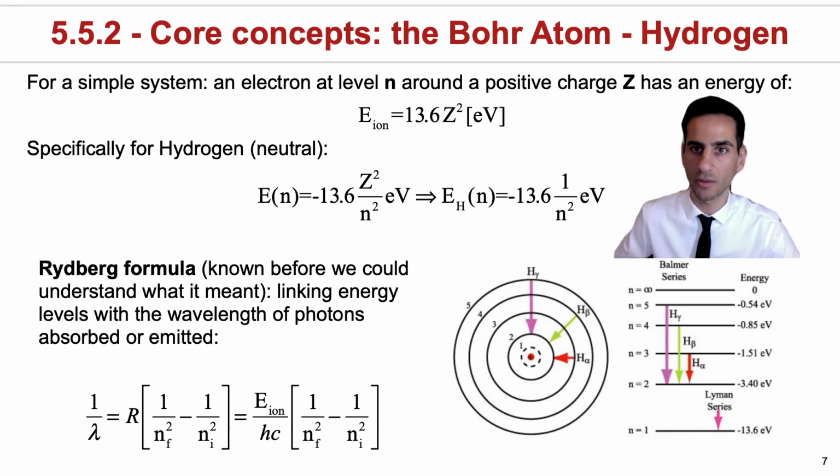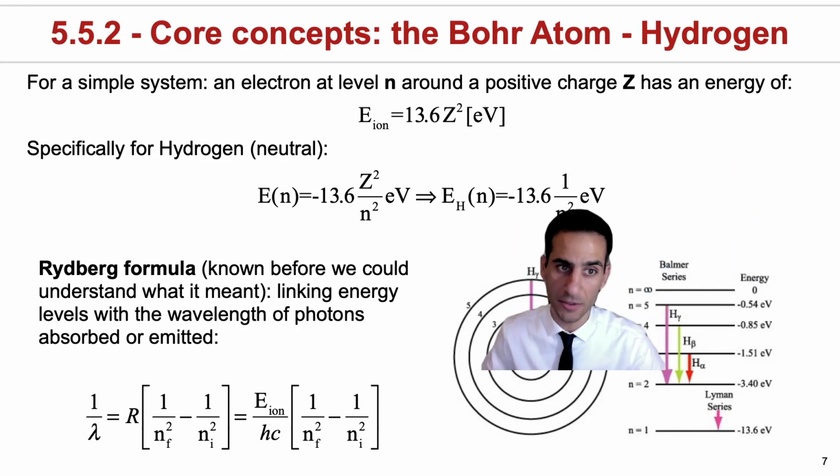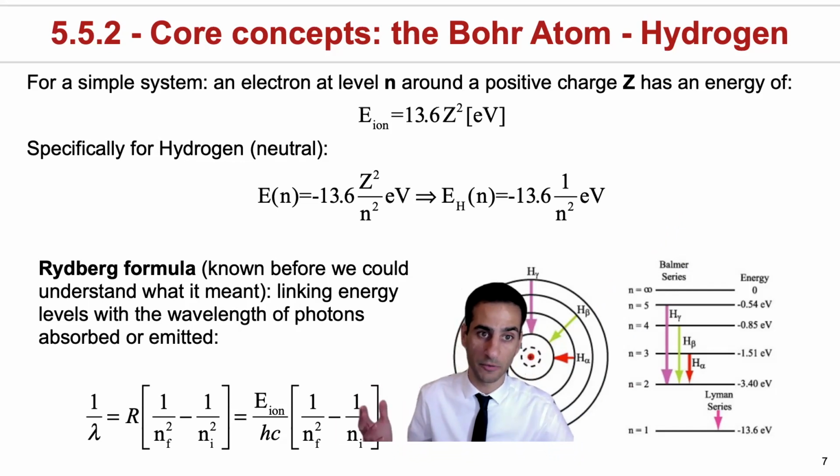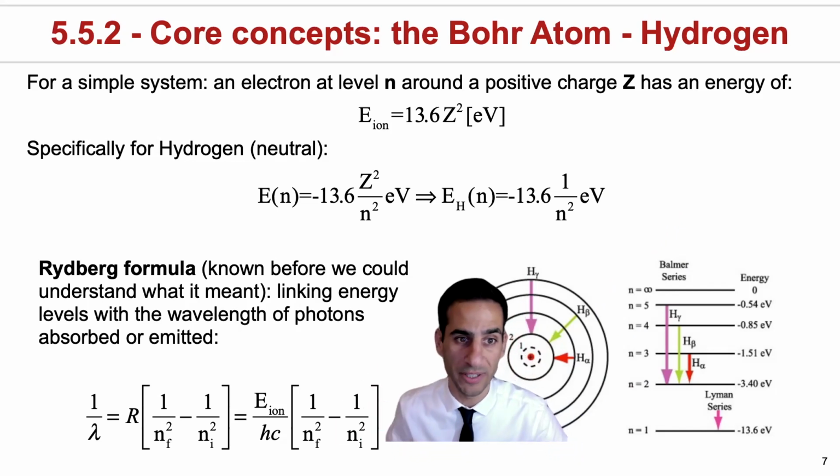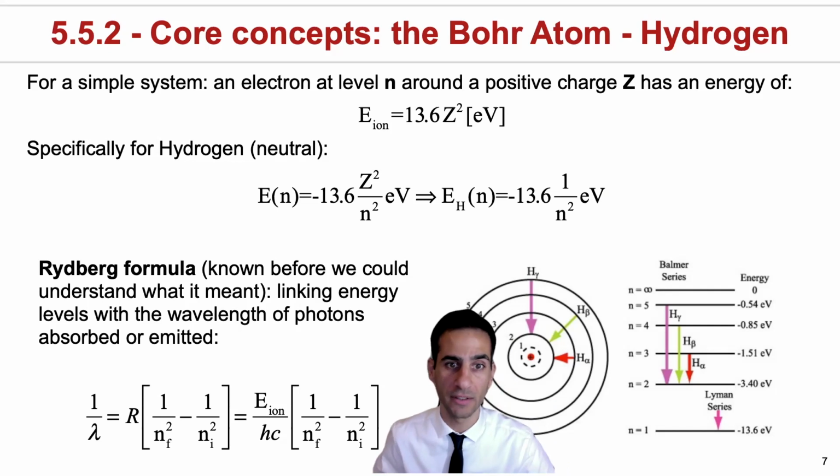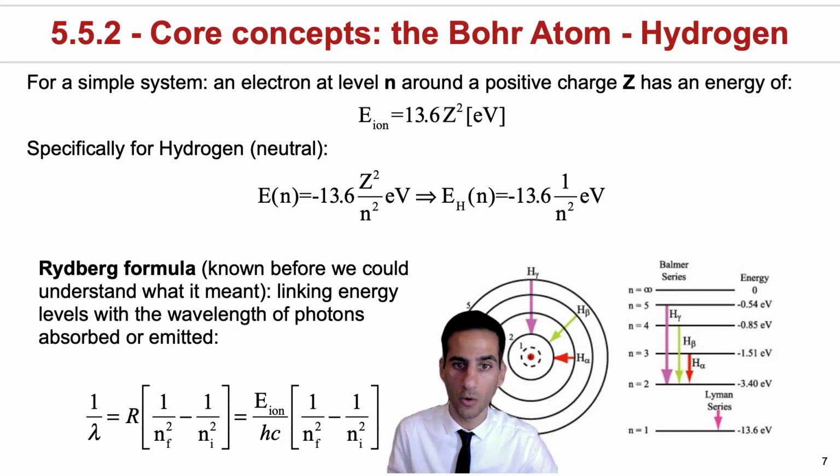We can also calculate energy transitions by using the Rydberg formula, which was known before we even understood what it meant. And this essentially links the energy levels with the wavelengths of photons that are emitted or absorbed.